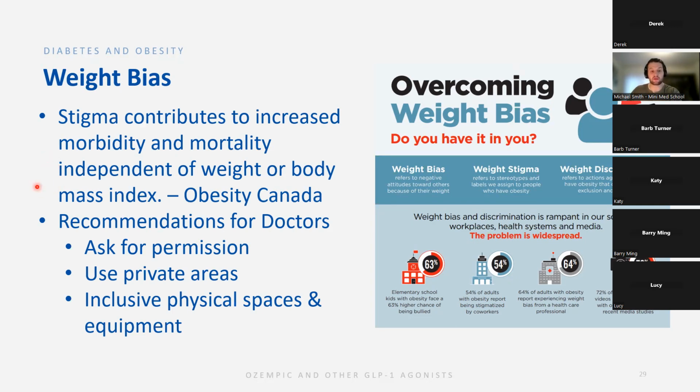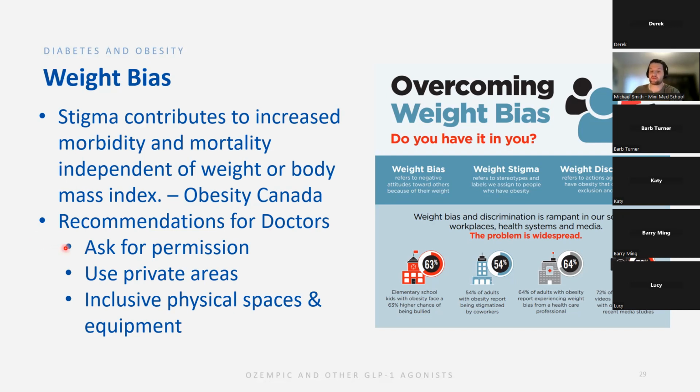And so it's been reported by Obesity Canada, and it's known that stigma contributes to an increased morbidity and mortality independent of weight or body mass index on people with diabetes. So it doesn't matter if they're higher in the overweight category or over 40 for BMI, those that report experiencing stigma actually have a higher morbidity and mortality.